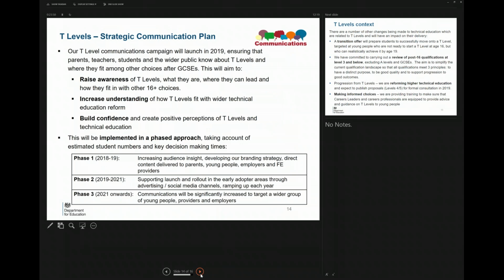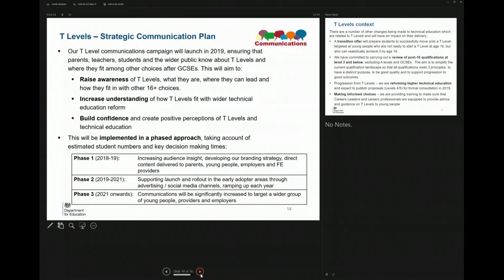Finally, I wanted to say a little bit about communications, because we recognise that communications and engagement is a key part of our approach to successfully delivering T-levels. And webinars like today are one strand of our communication and engagement work, particularly focused on raising awareness of T-levels, what they are, where they can lead, and how they fit in with other post-16 choices. We're currently in phase 1 of what is a fairly medium-term communications and engagement plan. We have quite an ambitious plan to develop a fully fledged marketing campaign and brand for T-levels, and that work is underway at the moment.